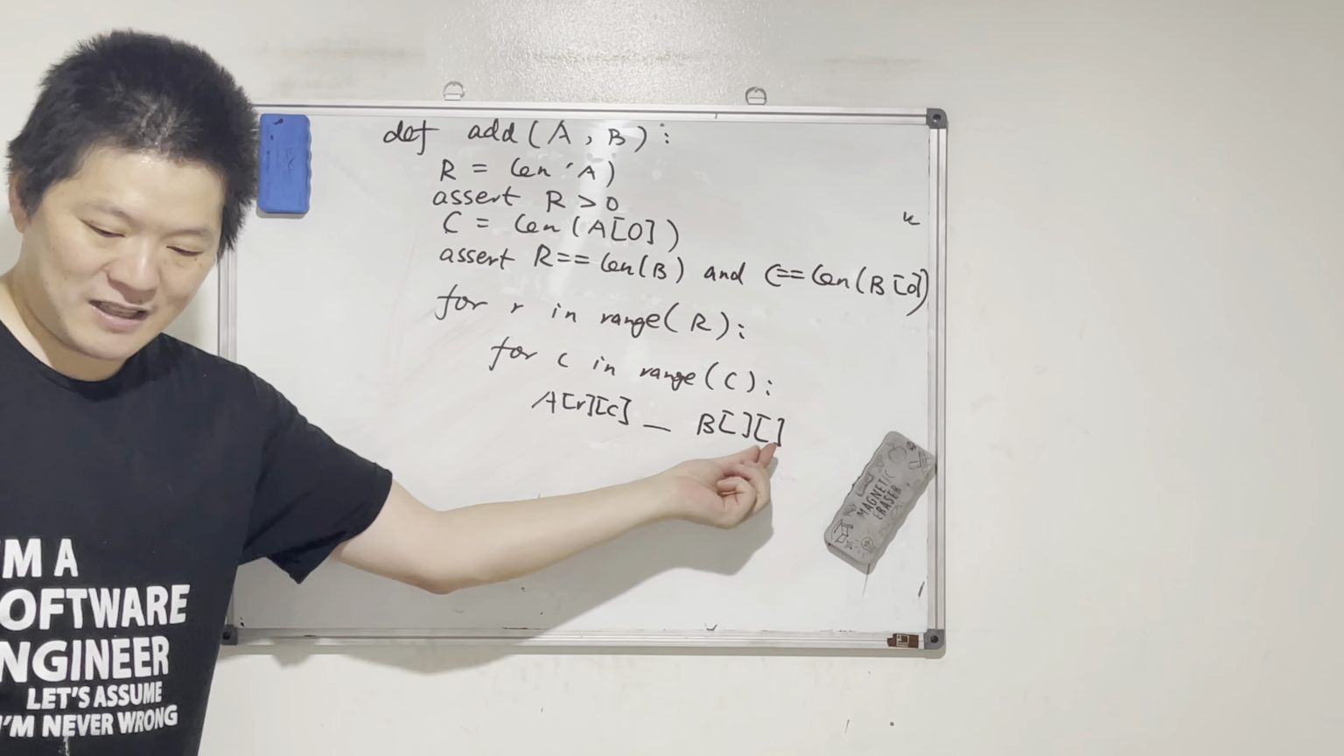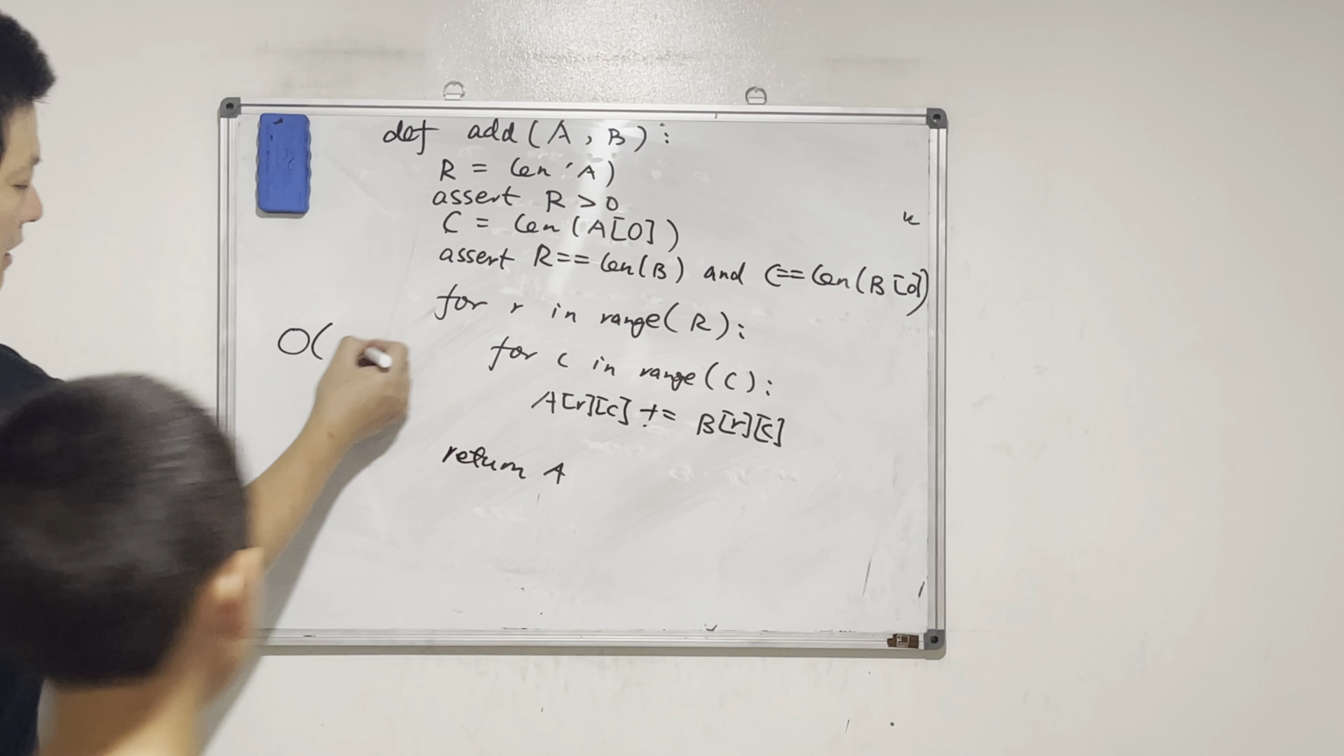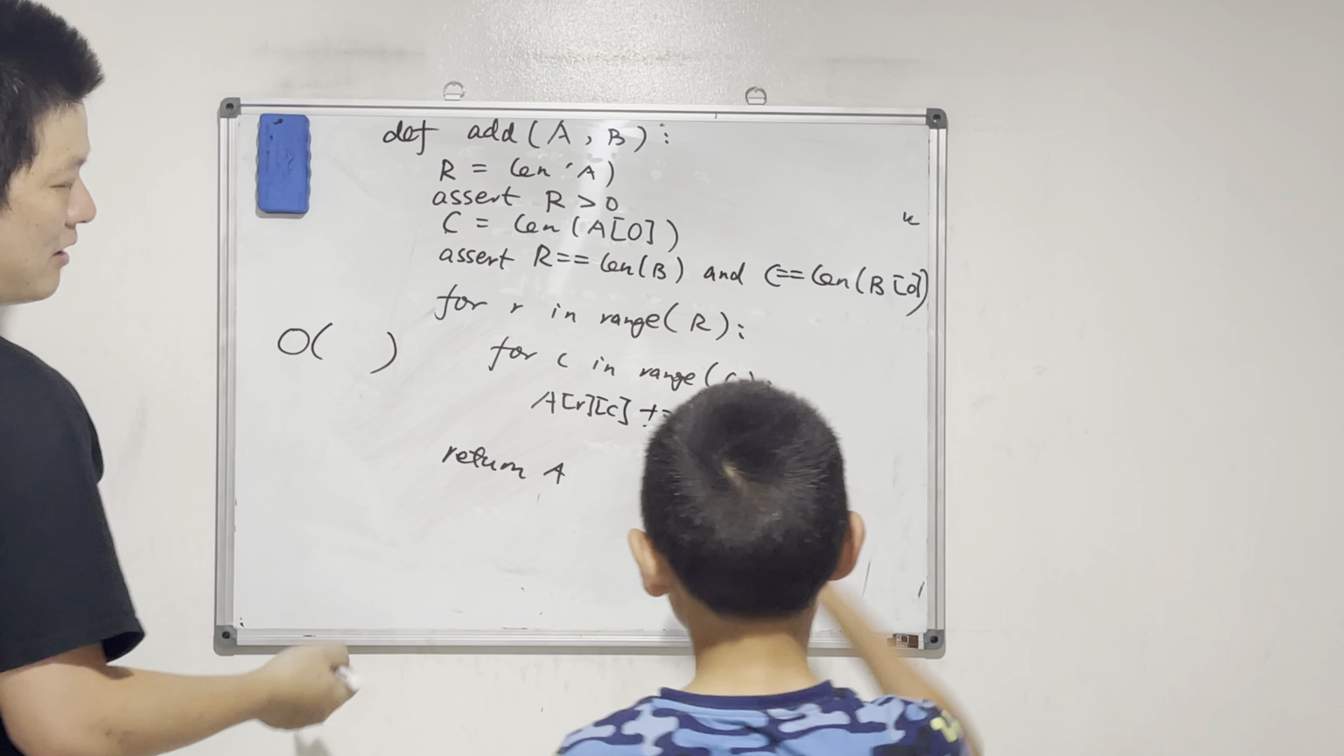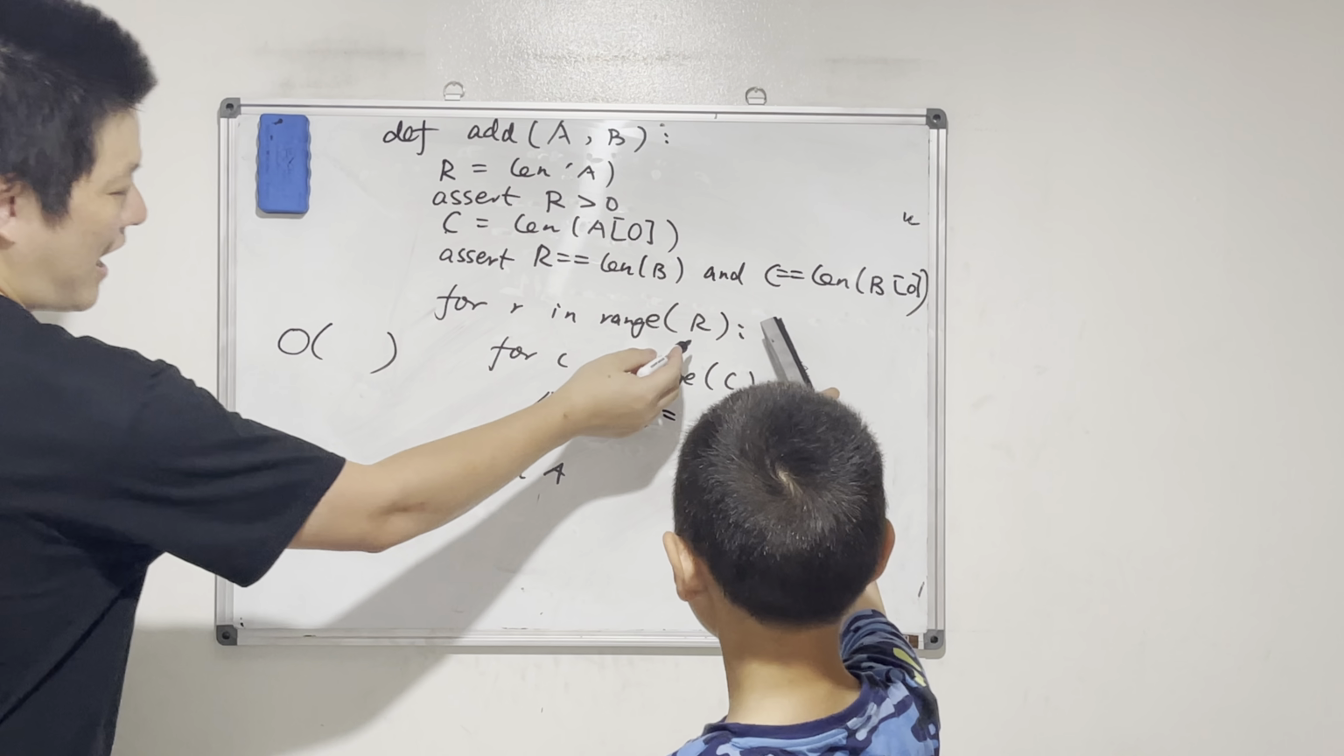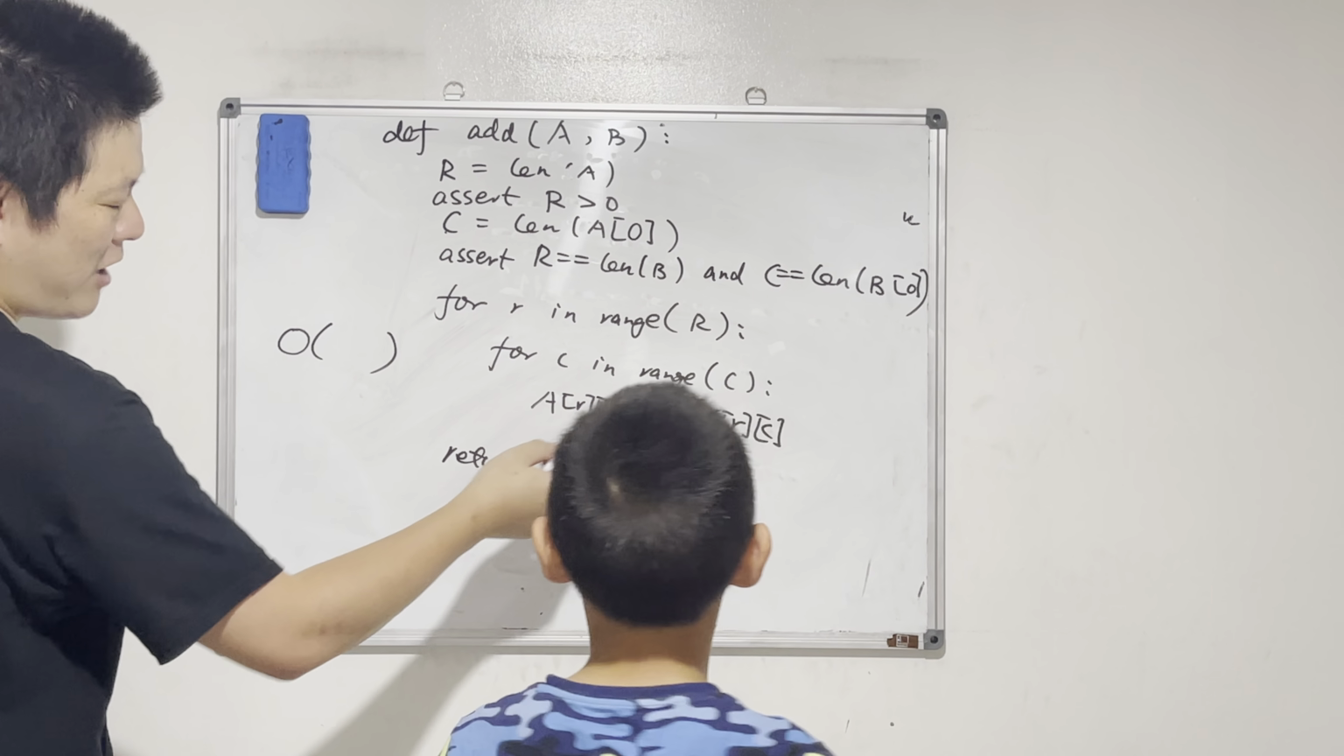What's the time complexity? There's no N here. What's R? What's the time complexity? Oh, R times C. Wait, what's the space complexity?